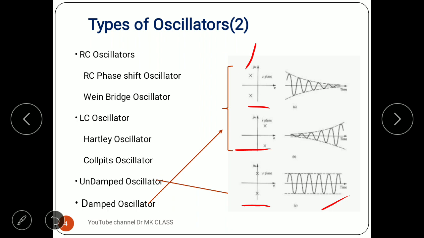If poles are in the left plane, then the system becomes stable and the output decays. Whereas if the poles are on the right side, the voltage increases with respect to time, which is harmful for the circuit. If the poles lie exactly on the jω axis, the output will be oscillatory.